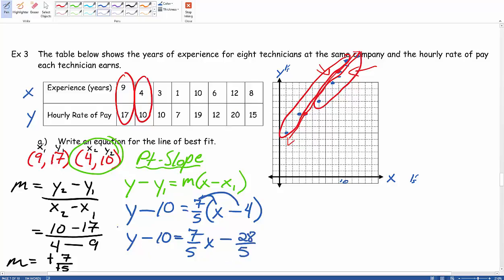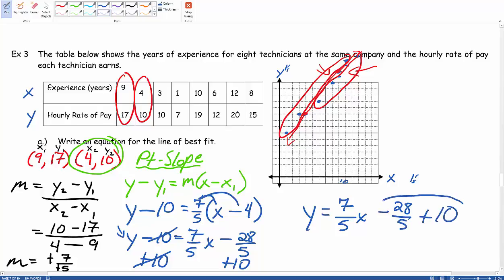And then lastly, to get y by itself, we're going to add 10 to both sides. So on the left side they cancel out, leaving us with just y equals 7/5 x minus 28 over 5 plus 10. Now we're trying to combine these two, and the only way that we can combine them is if we make this 10 an improper fraction and then add the two. We have 10 is 10 over 1.